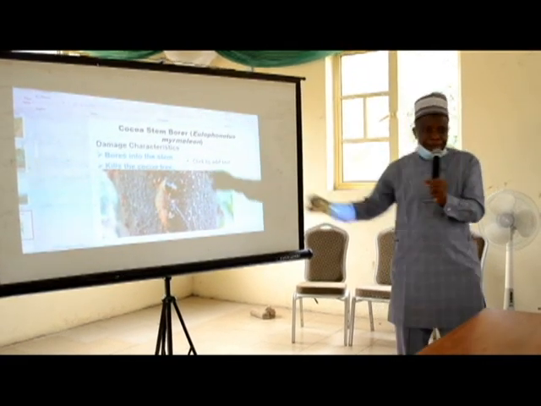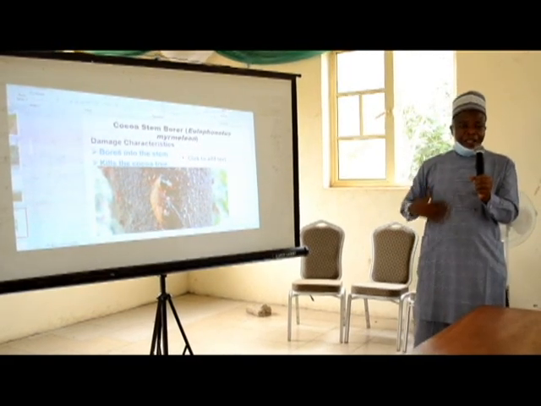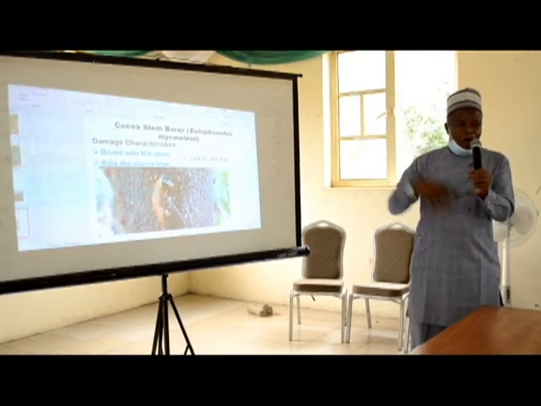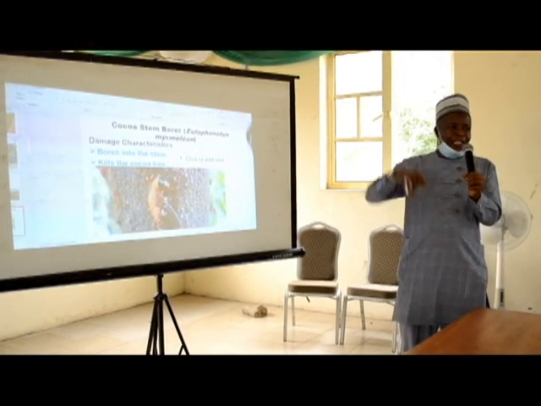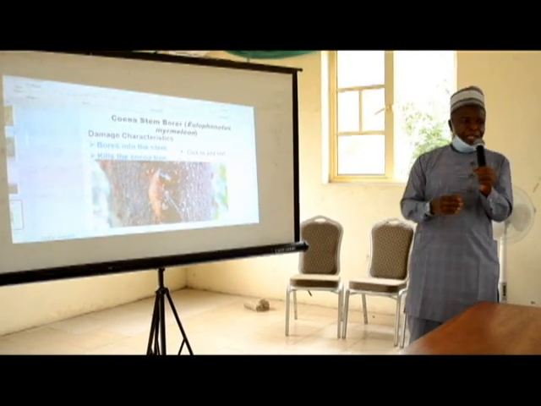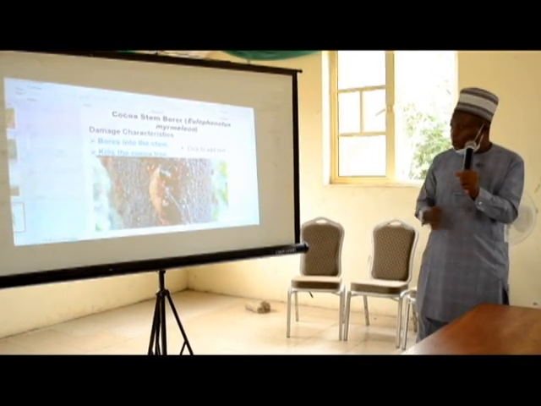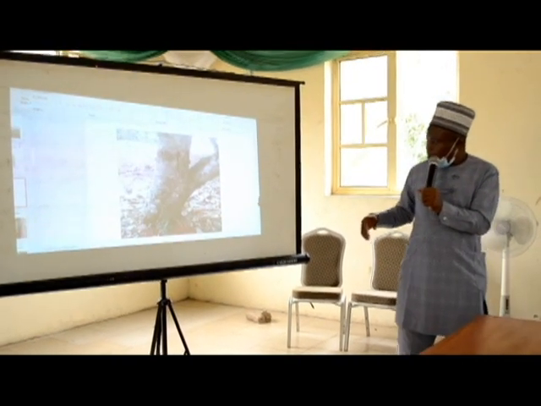Kòkó stem bọ́rà, eléyìí máa ń jẹ inú stem kòkó. It will pour into cocoa stem and it will destroy. Once the stem is destroyed, cocoa is gone. The tree will just die. Kòkó yẹn máa kú ní ẹlọ.